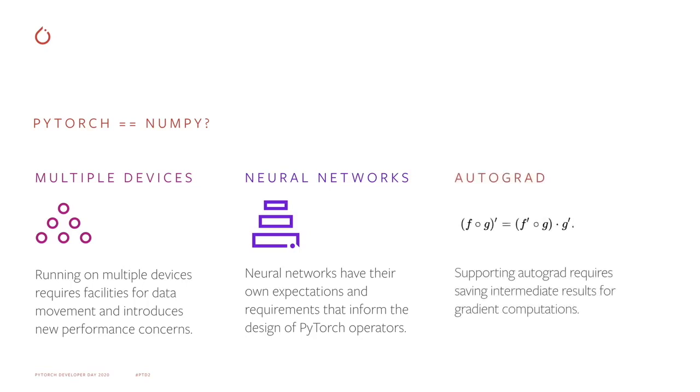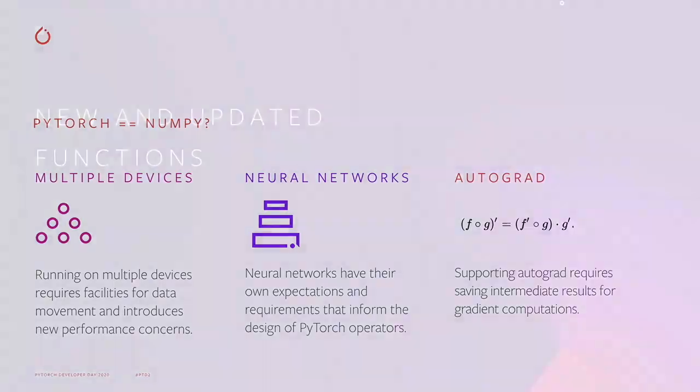Finally, PyTorch is designed to support AutoGrad, which has its own specific set of requirements. For example, to compute a backwards pass properly, PyTorch has to save intermediate computations. Focusing on scenarios like this means that PyTorch and NumPy will never be exactly the same, but we can still strive to make PyTorch as similar to NumPy as possible.